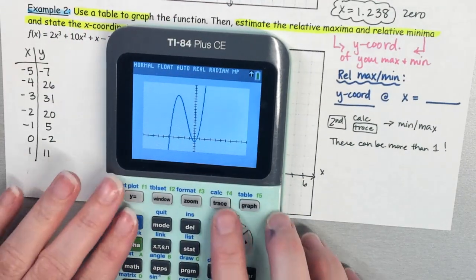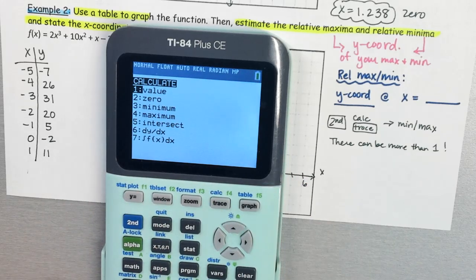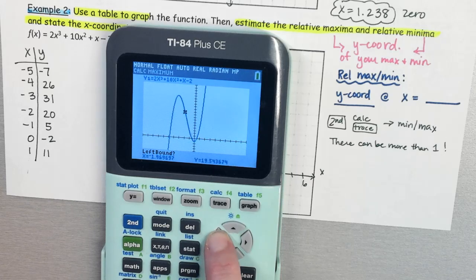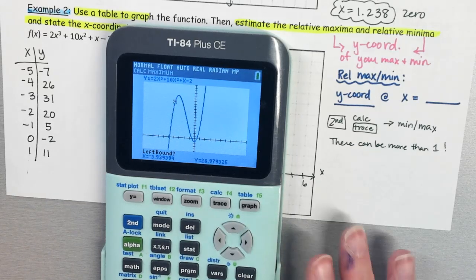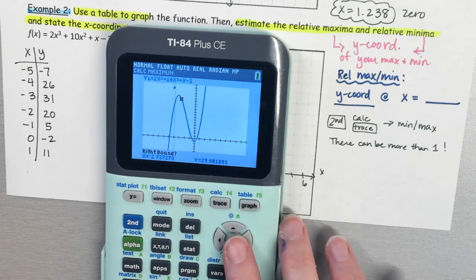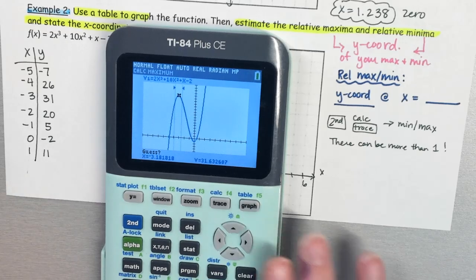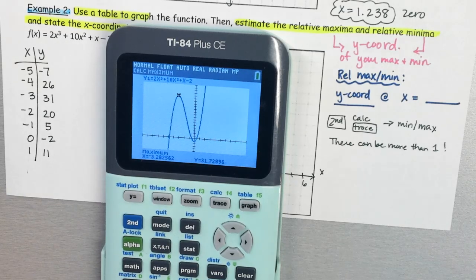Okay, so we're going to go to second, calc. It doesn't matter which one you find first. If you find the maximum first, again, you're going to try to get right in the center, and then you're just going to go a couple to the left and a couple to the right. You're telling the calculator, hey, in between these two, find the highest point, and so that's what it does.